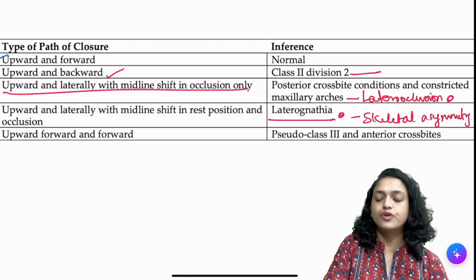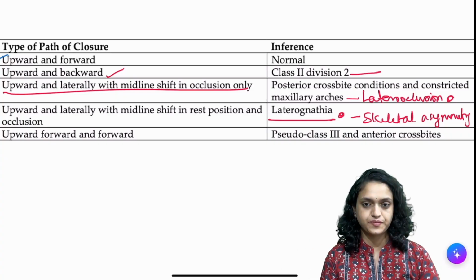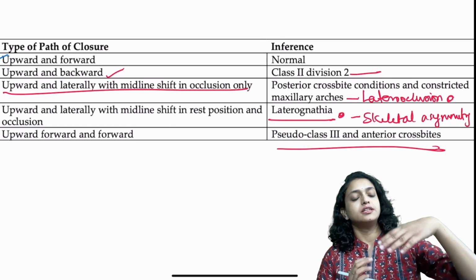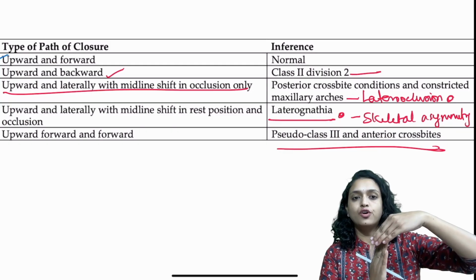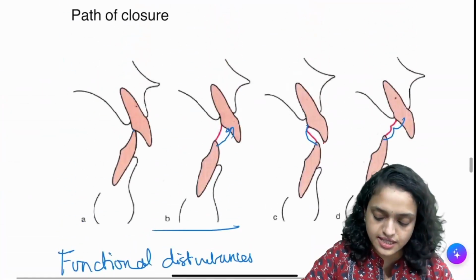This is not due to a functional disturbance. Laterognathia is due to a skeletal asymmetry. In certain situations where there is anterior crossbite, the patient will have an upward, forward and a forward bite, as you can see in this image.